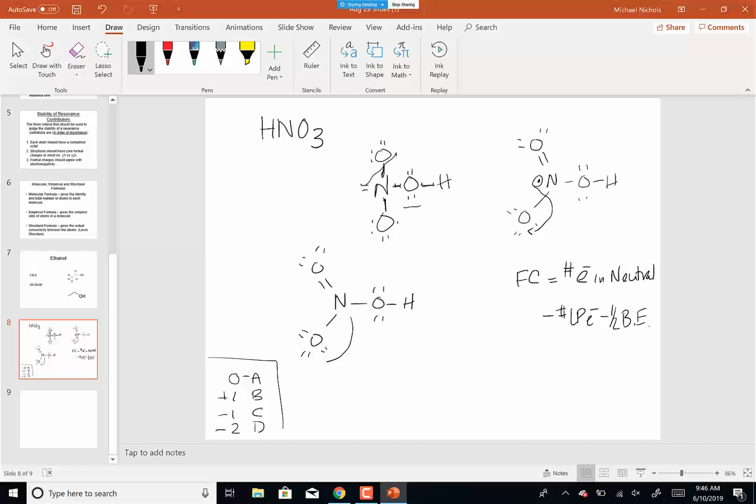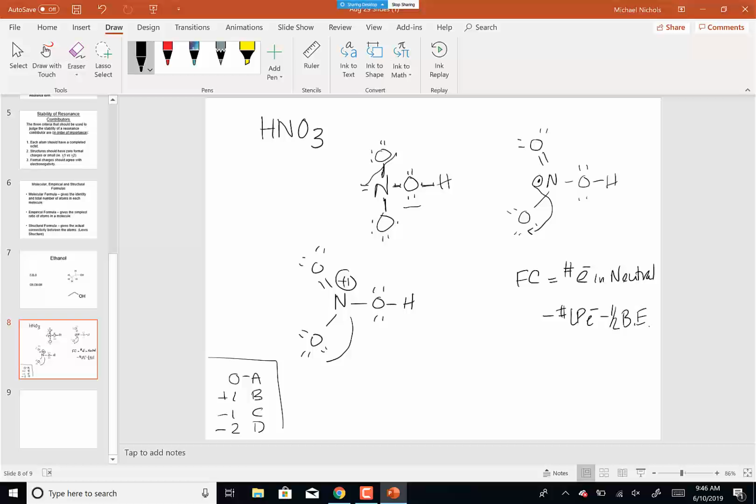So nitrogen has a +1 charge. Okay, so that's going to be +1 on the nitrogen. Now how did you get that? Let me start. So nitrogen has 5 electrons in the neutral nitrogen atom.